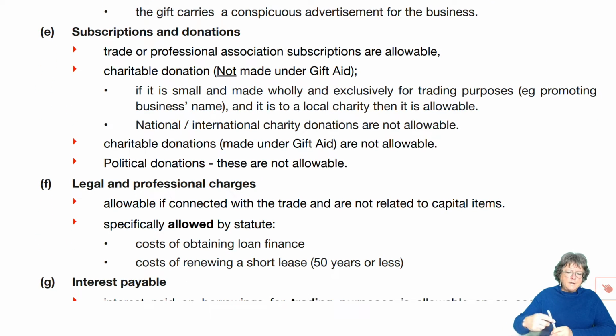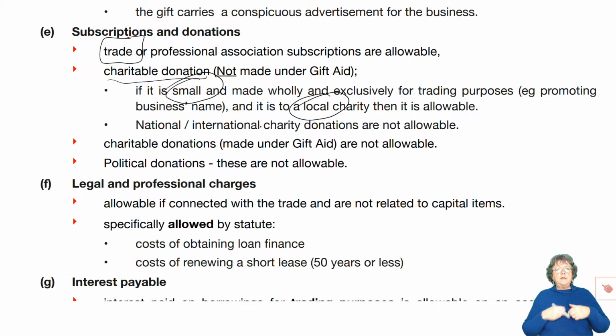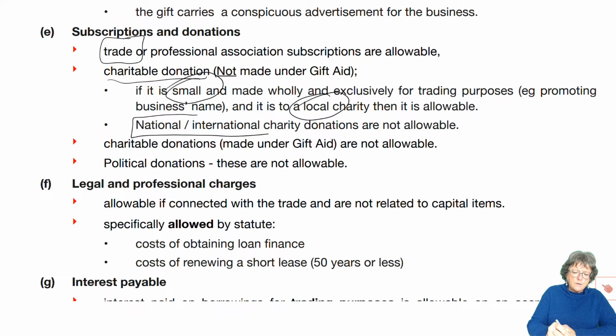Donations, anything to do with the trade, that's allowable. Charitable donations must be small and local. So the local lads and dads football team, you are making a subscription or a donation, and in return they write your name on their shirt. Small, local. You won't have to determine what is small and what is not small, but local, you'll be able to tell by the wording in the question. National charities, not allowed.